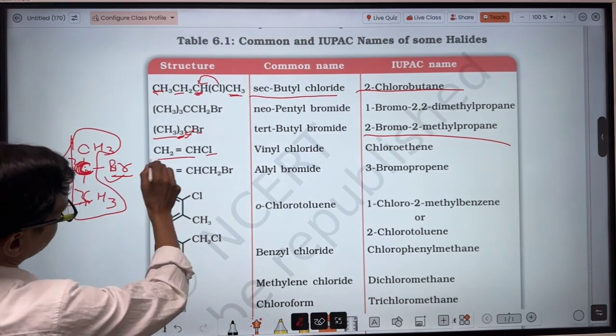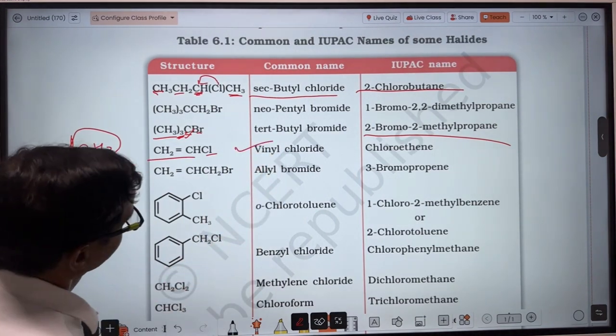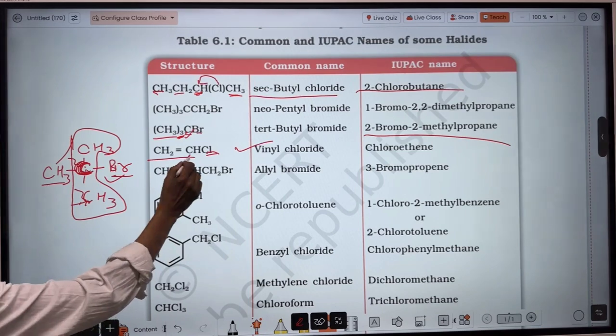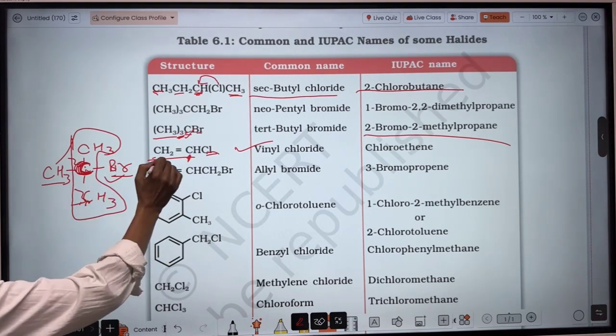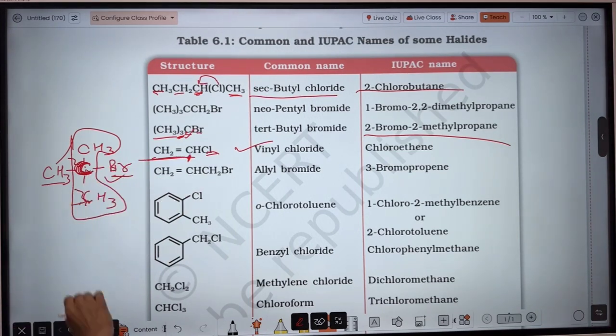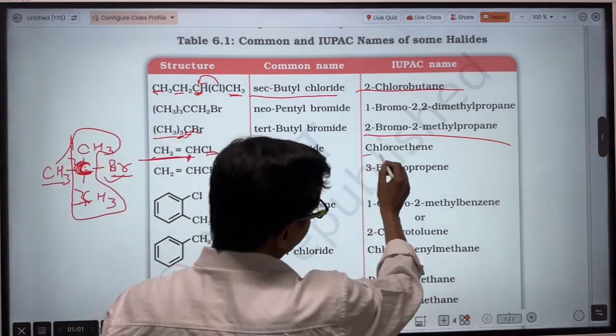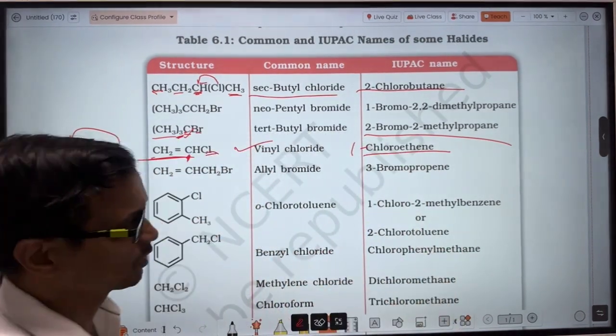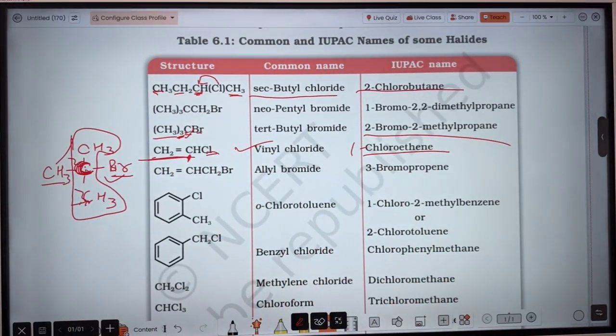Here the halogen is bonded to the vinyl group. So that's why it is vinyl chloride. And chlorine is bonded to the first carbon atom and it is ethene. So that's why 1-chloroethene, or chloroethene, whatever you would like to write. That will be the IUPAC name of this compound.